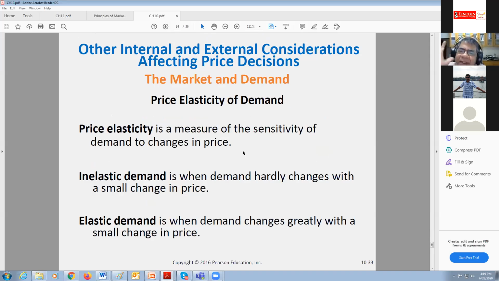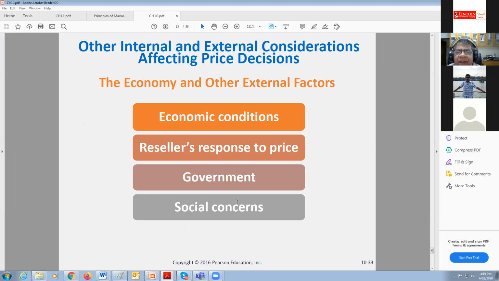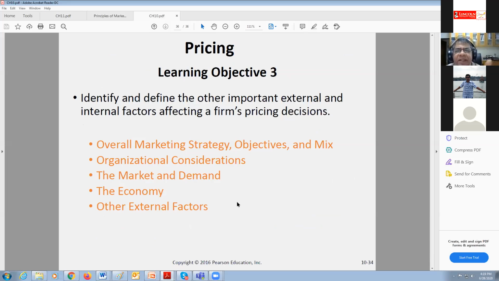So if demand is higher but production is lower, then the price will go up. So elasticity: inelastic and elastic demand. Inelastic: demand hardly changes with a small change in price. Elastic: demand changes greatly with a small change in price. So if demand is related with pricing, that's the time you have to remember elasticity. Economic condition, reseller position, government and social concerns. So these are the things you must remember.